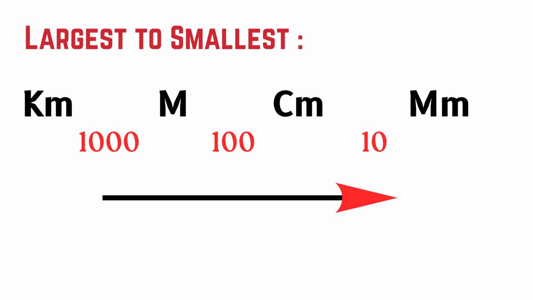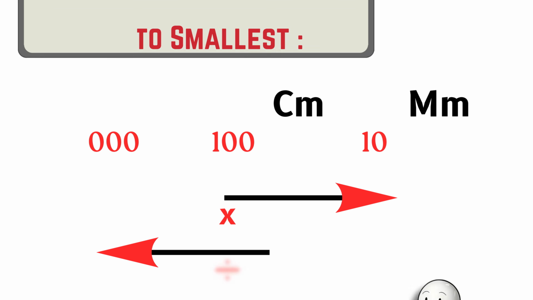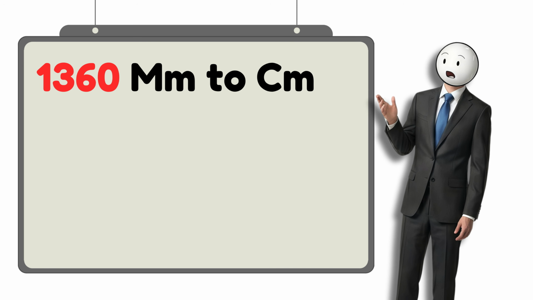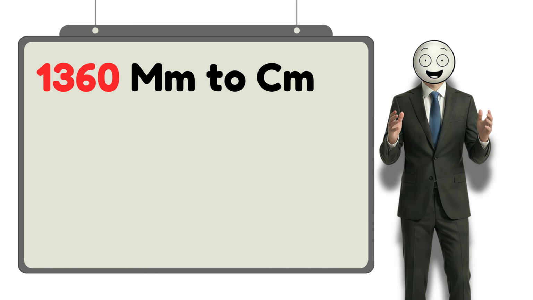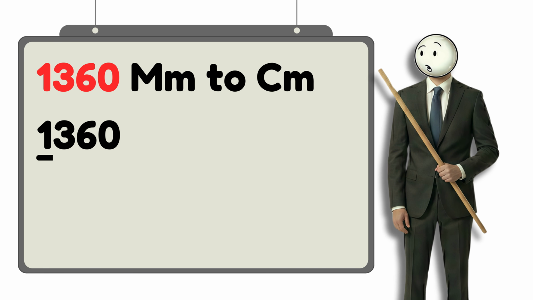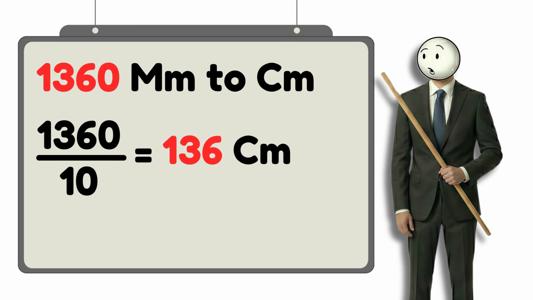Moving right, big to small, multiply. Moving left, small to big, divide. Let's convert 1,360 millimeters to centimeters. We are moving left, so we divide by the bridge number, which is 10. 1,360 divided by 10 gives us 136 centimeters.